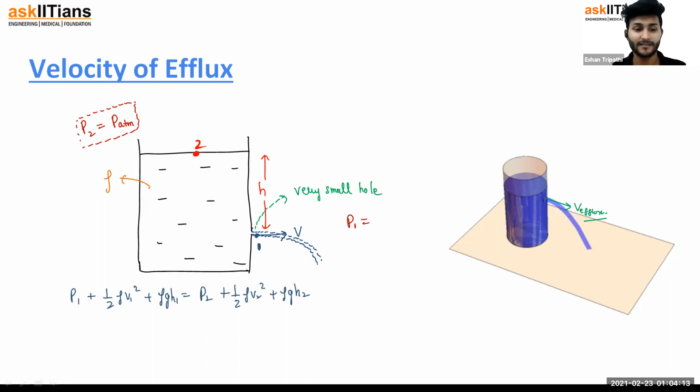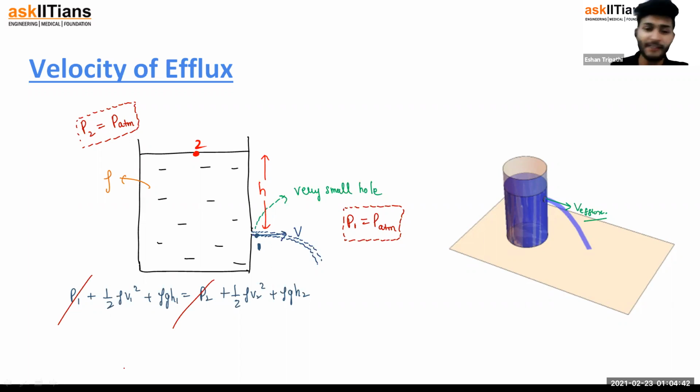Think, when it has actually come out over here, then what is the pressure? When it has come out to the atmosphere, it has been exposed to the atmosphere, and pressure at point 1 is atmospheric pressure only. Getting this? So P1 is equal to P2 equals atmospheric pressure, and hence they both cancel. Interesting.